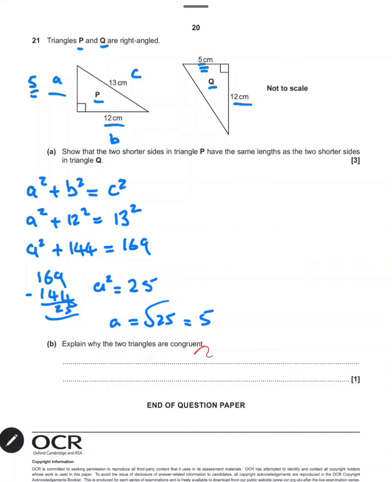Part B says, explain why the two triangles are congruent. Well, we've got a matching side, a matching angle, and another matching side. We've got side, angle, side. That's the end of the paper.